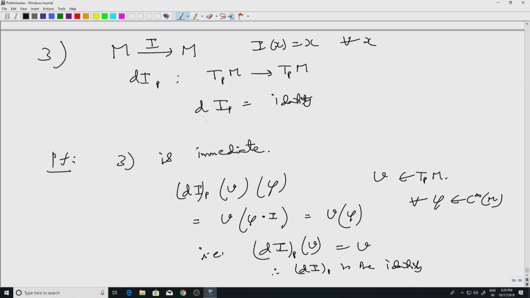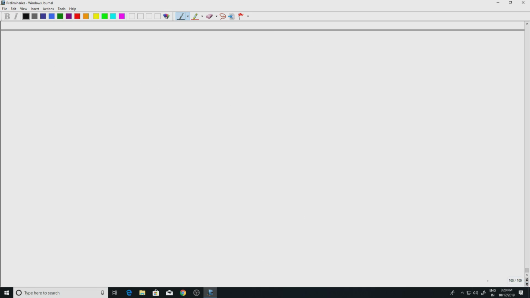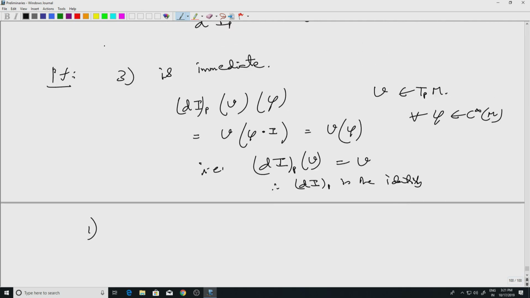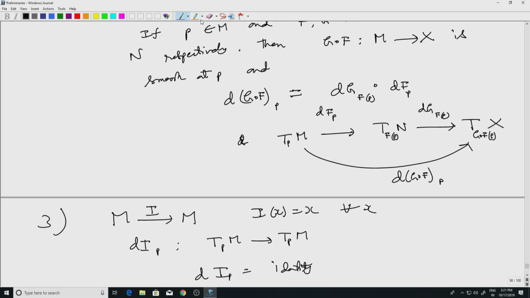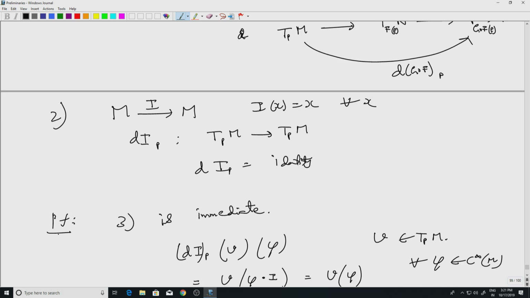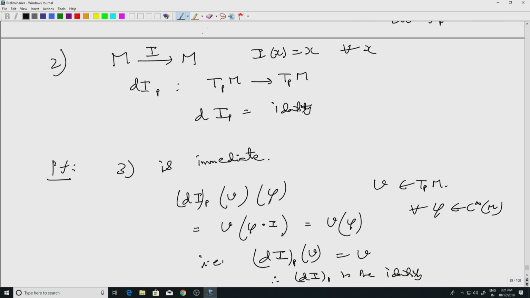Now, as for the chain rule, small correction: I don't know why I put 3 here, there should have been 2. So let's say 2. So here 2.